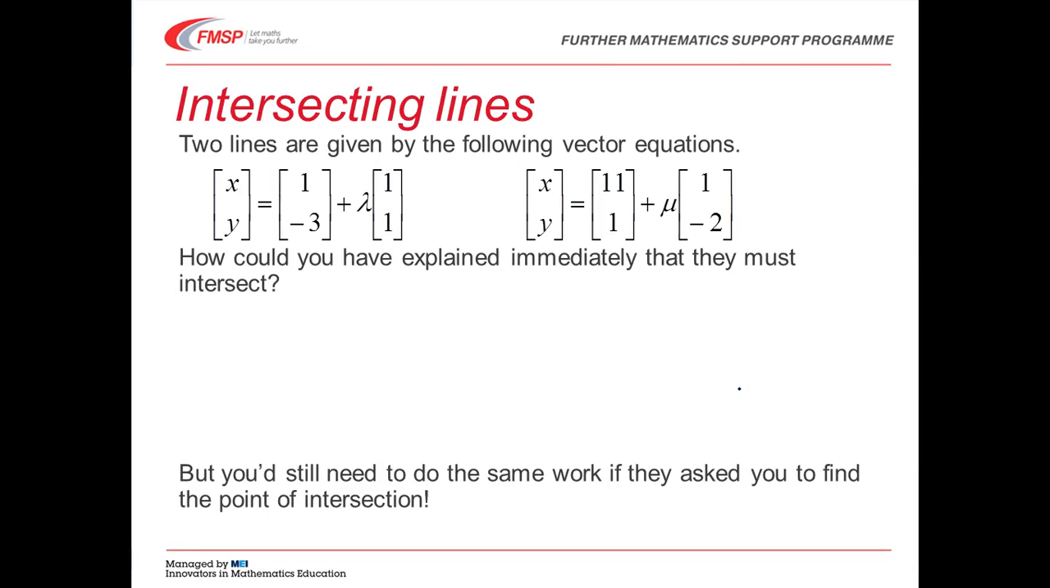Now, we could have explained immediately that they intersect simply by looking at the direction vectors. The direction vectors are not parallel.